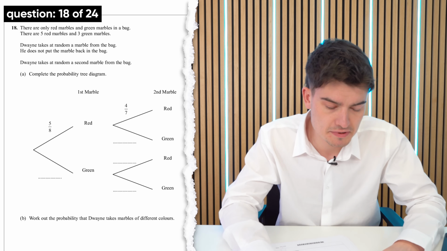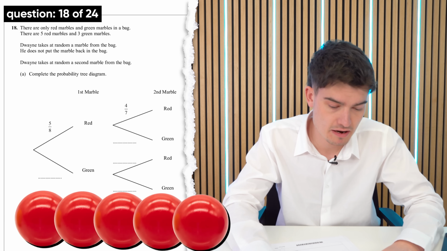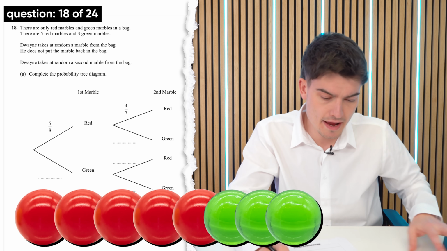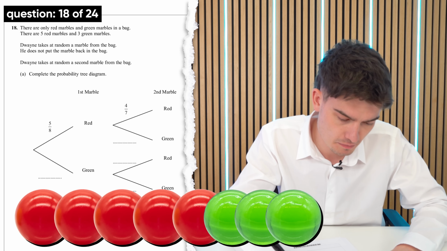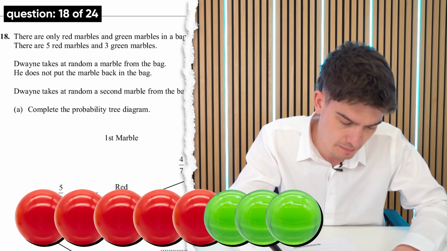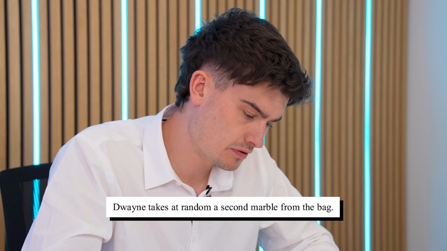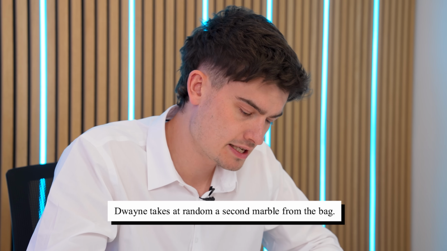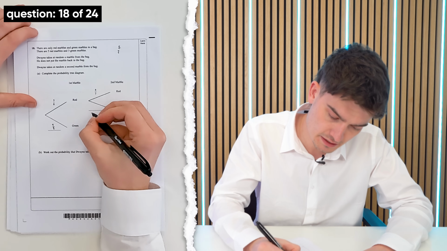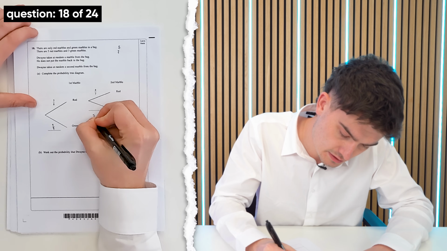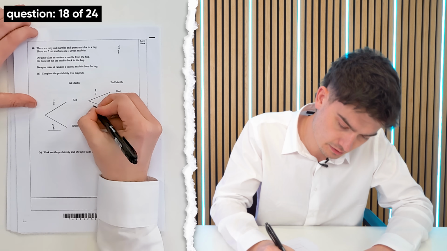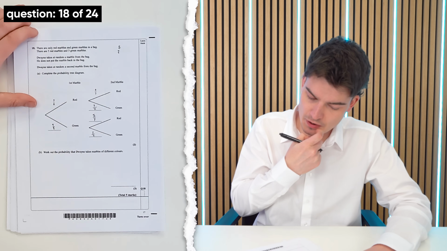There are only red marbles and green marbles in a bag. There are 5 red marbles and 3 green marbles. Dwayne takes at random a marble from the bag. He does not put the marble back in the bag. Dwayne takes at random a second marble from the bag. Complete the probability tree diagram. If you take a green one, that's 5 out of 7, 4 out of 7, and still 3 out of 7. That's in 2 marks, easy.